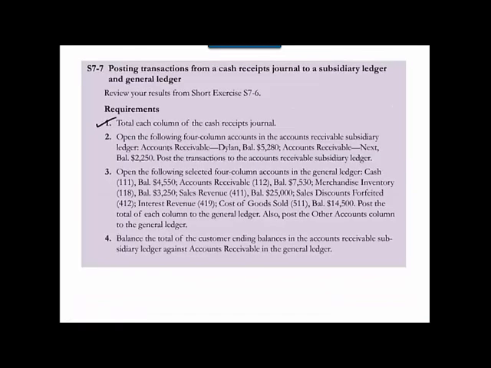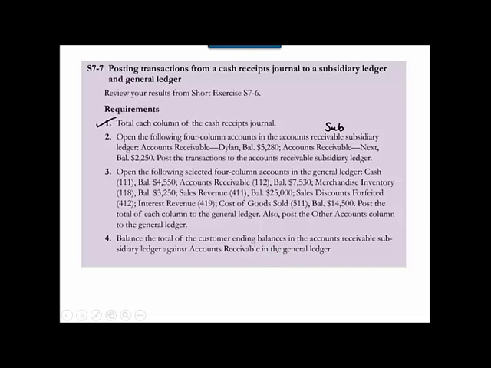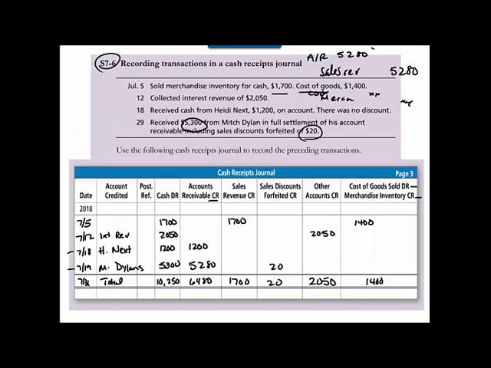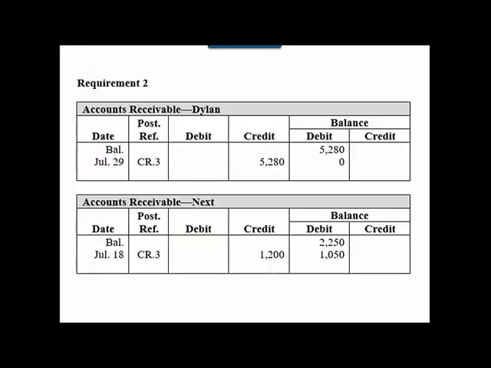Now it says we're going to post to the subsidiary ledgers first. So we're going to post these two transactions right here, update the subsidiary ledgers. What they're telling me is they started with a balance in each of these. So Dillon's account has a balance of $5,280, and Next has a balance of $2,250. Those are accounts receivable, they're assets, so they'll have a debit balance, and so then we are going to post the credits here. We credited each of their accounts. So we'll update those.